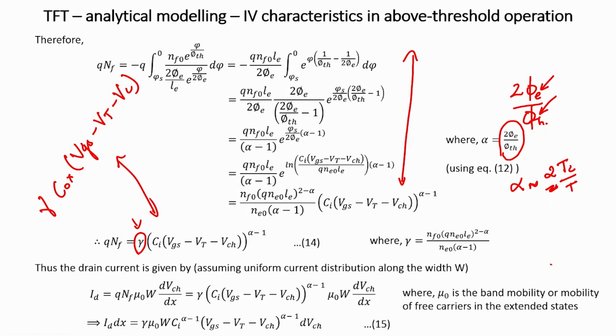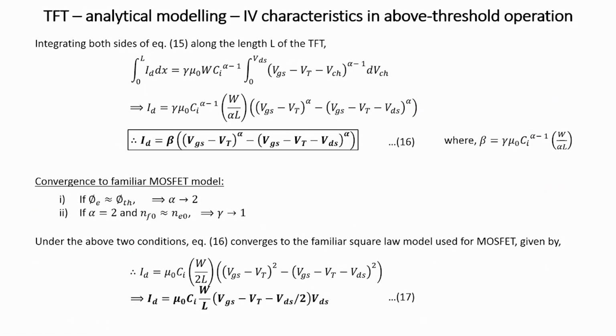And using this particular relation, which is the number of carriers per unit area, in order to define your current voltage characteristics, we find that the current voltage characteristics is given by this expression, which can then be integrated to define the current voltage characteristics of your TFT.